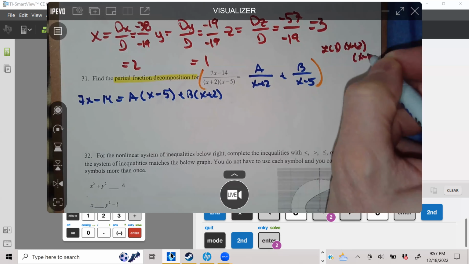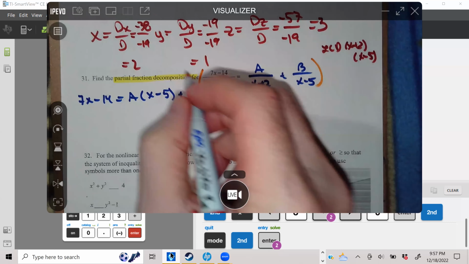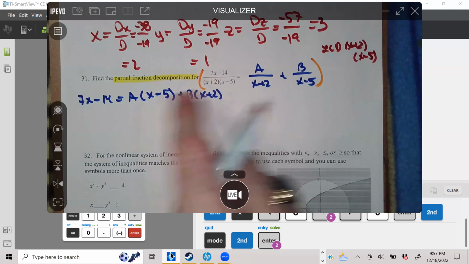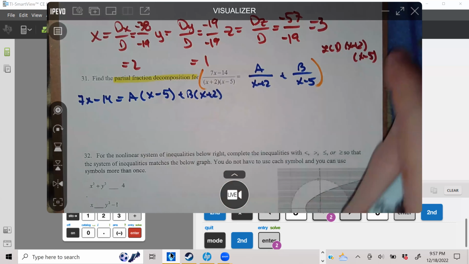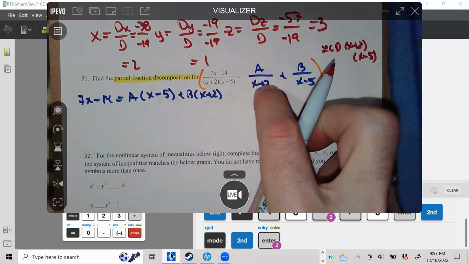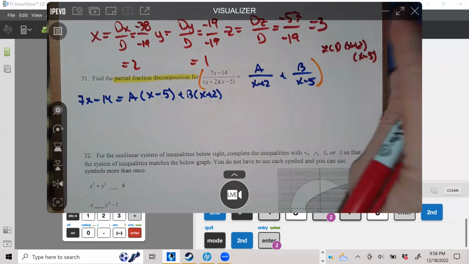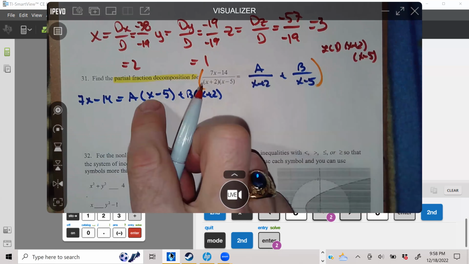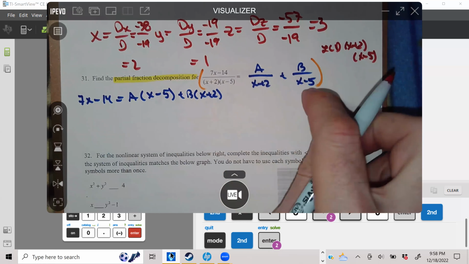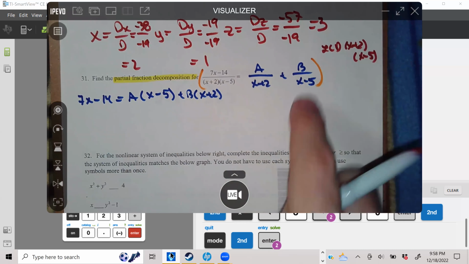X minus 5. If I multiply this by the LCD, the denominator is going to cancel with that. So you're just left with the numerator. Here, x plus 2 is going to cancel out of that. It's going to leave me with a times x minus 5 and b times x plus 2 once that cancels.